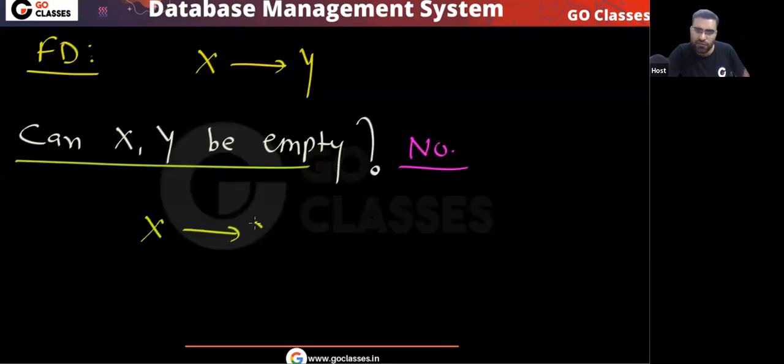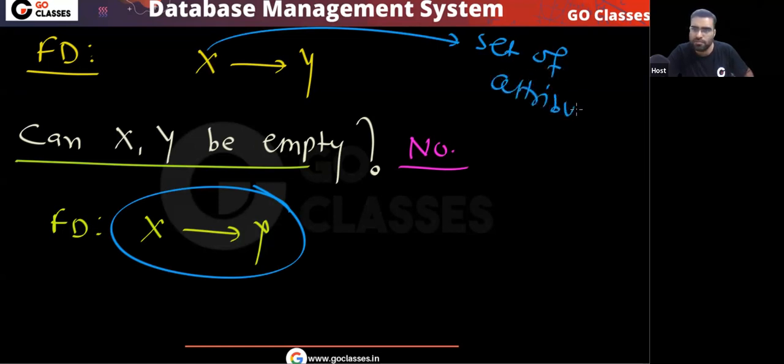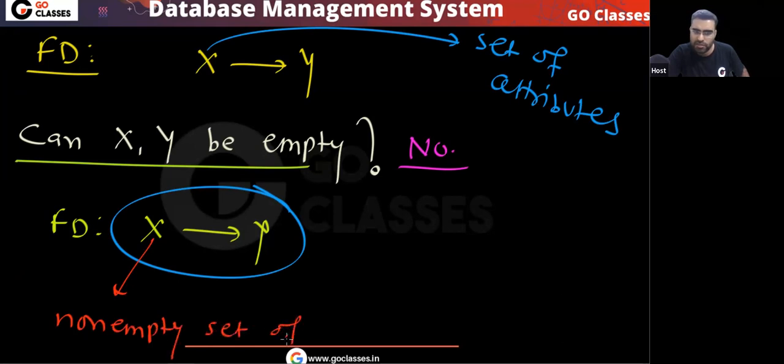So whenever you have this FD, X determining Y, remember, these are sets of attributes, but this cannot be empty. This should be a non-empty set of attributes. And this Y also is a non-empty set of attributes. Is this clear? Very simple. Now let's come to our topic.